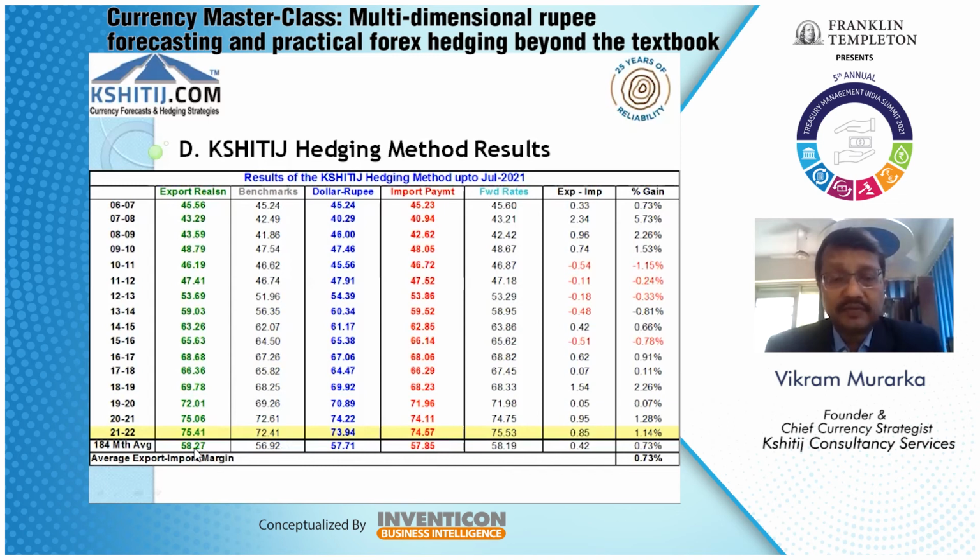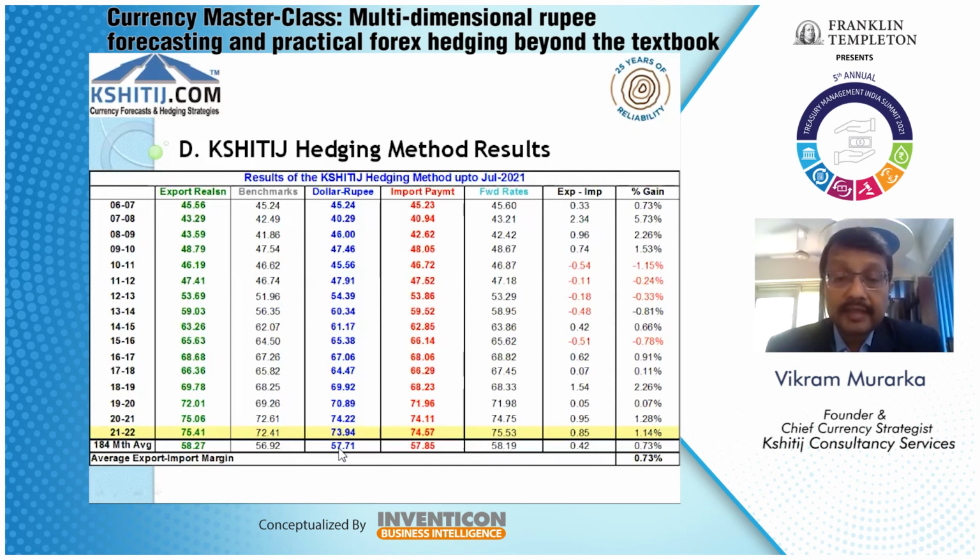Now, some more interesting things out here. This 58.27 under the Kshitij hedging method, which is a combination of forwards and options and forecasts, has been better than just selling plain forward. That would have got us 58.19 on exports if we just sold forwards. Okay, so this is better than plain forwards, and 57.85 is of course much better than buying forwards. That would have cost us 58.19.